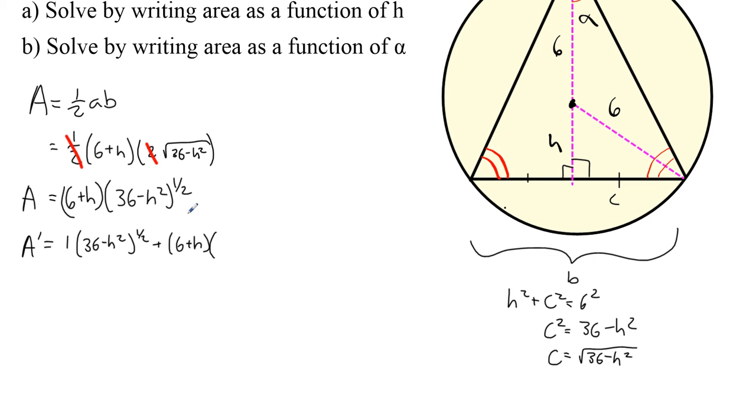Now, because it is a composition, we're going to have to do the chain rule. I bring down the half, and then the inside is left alone, so 36 minus h squared, now to the negative 1/2.